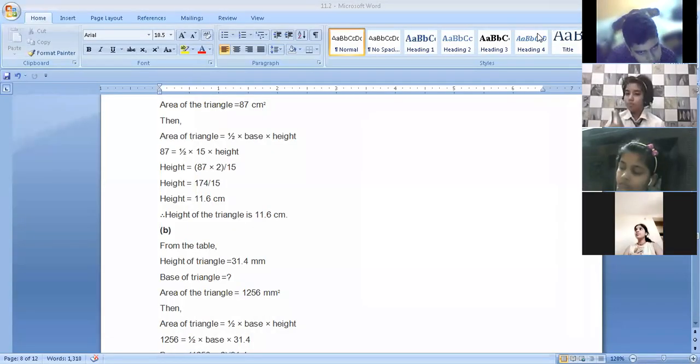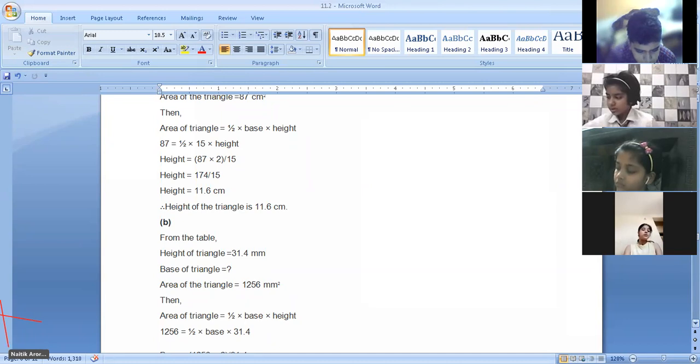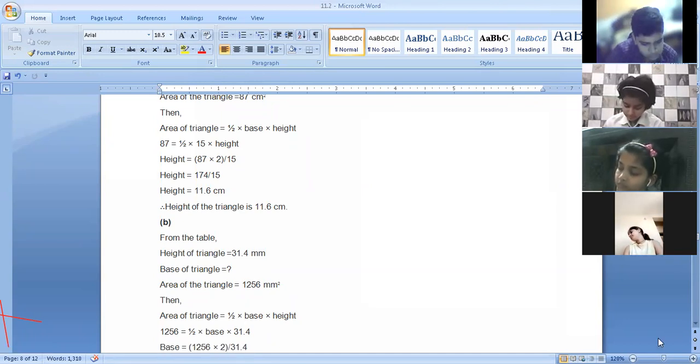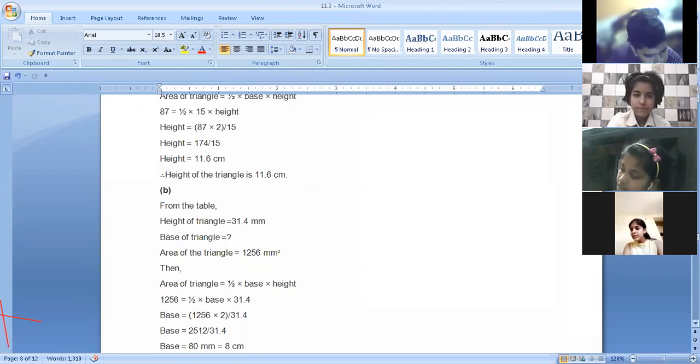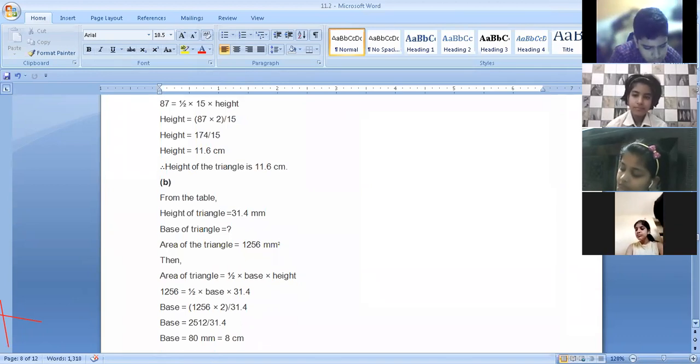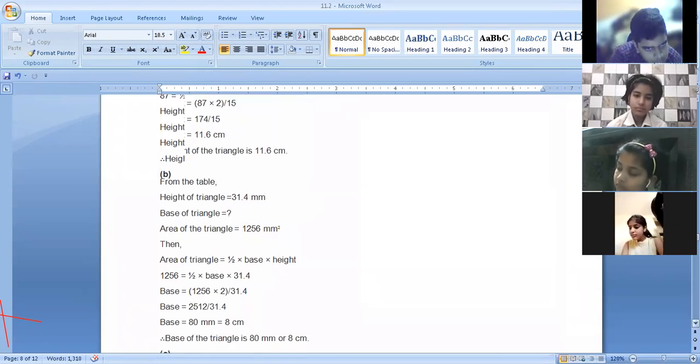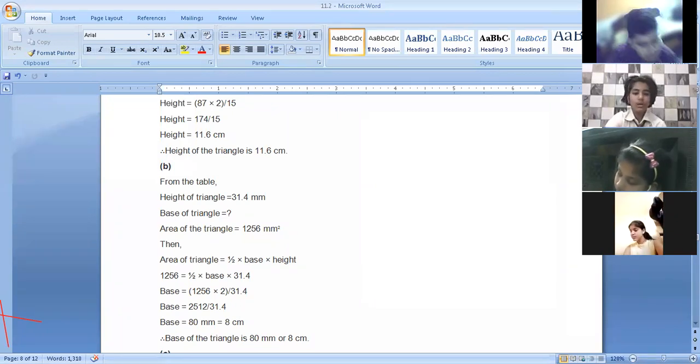In B part, base is missing. Natik, don't write. Base is missing. So we'll be writing base is equal to 1256 multiplied by 2 divided by 31.4. When we have divided, we are getting 80 millimeters. Right answer, Astha. Or you can write 8 centimeter also. 80 millimeter will be equal to 8 centimeters. You can write in both ways.